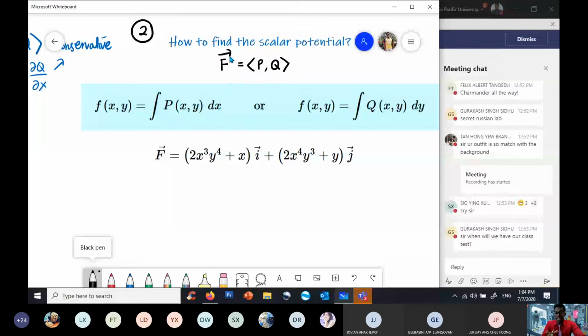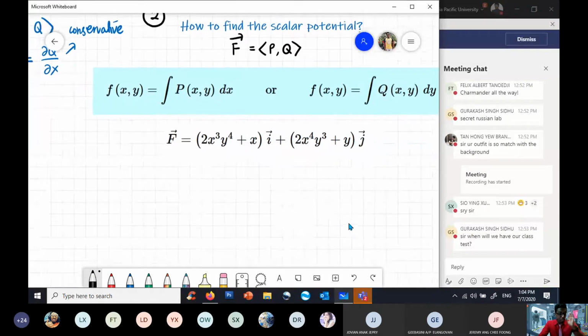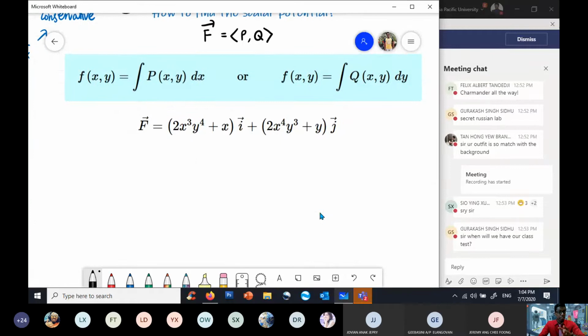Okay, so assuming your vector is in this form, and assuming that you already done the part where you have to check whether it's conservative or not, the next part is to find your small f, your scalar potential. Big F, vector function, small f, scalar potential. Now, you might see there are two small f here. The reason is because there are two ways for you to arrive at the same conclusion. There are two ways you can find your scalar potential, the first one and the second one. Both of them will give you the same answer.